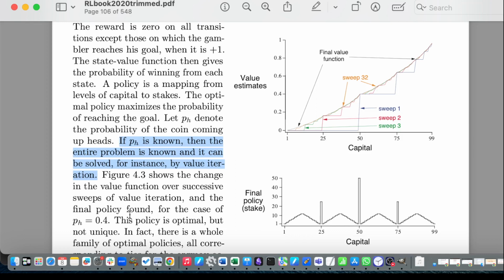So if you're at 50, you go for it. You're like, yeah, let's go. We're going all the way to 100. Here we go. And you either lose or win. If you're at 51, you're like, $1, please. I will take a small bet. And we'll see kind of what happens.